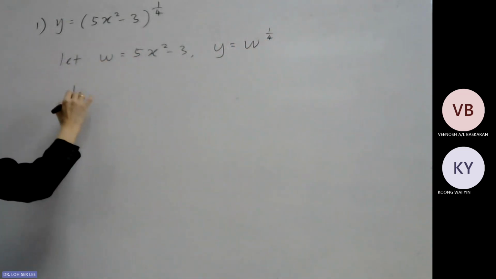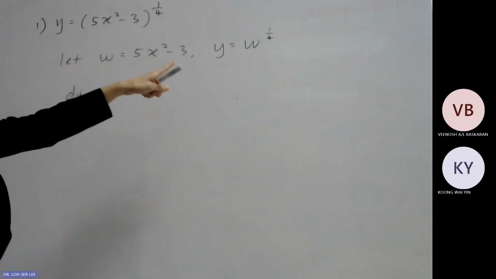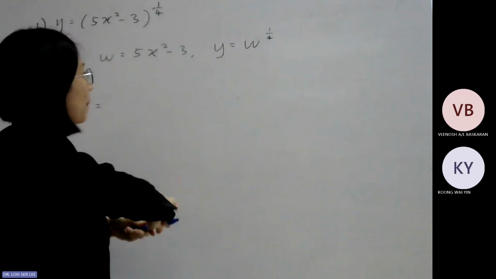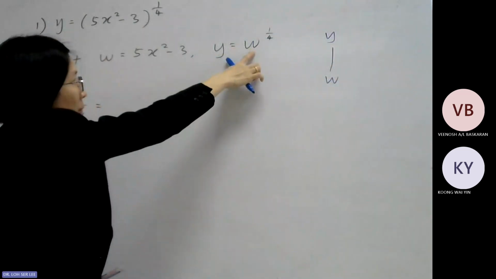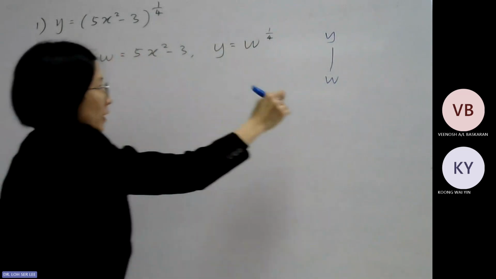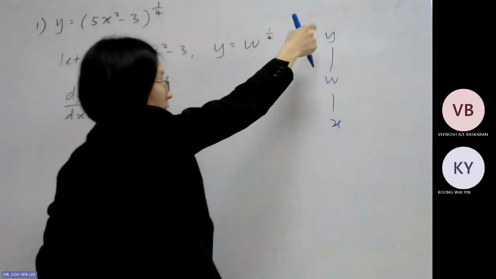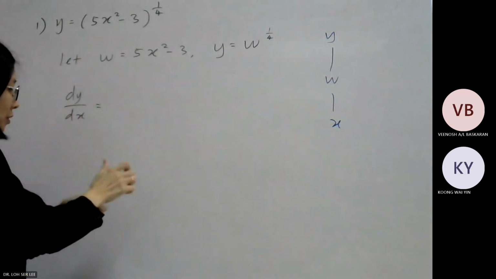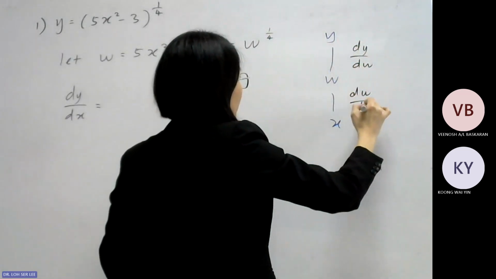Now dy/dx, we want to find dy/dx. Actually from here we can sketch a diagram. y, you have w. w in terms of x. That's why if you want to find dy/dx, you have to find dy/dw and dw/dx.